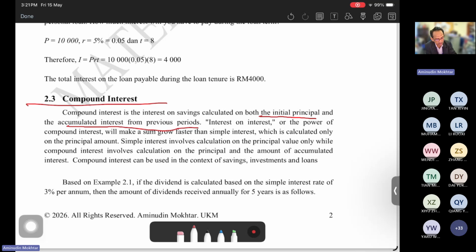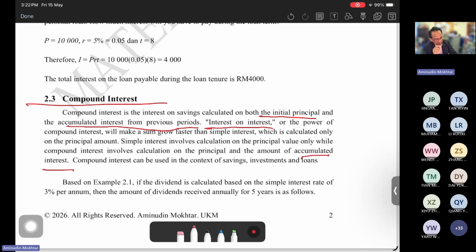In other words, there is interest on interest, or we call it the power of compound interest. The power of compound interest will make the sum grow faster than the simple interest, which is calculated only on the principal amount. Okay, that's the difference between the compound and simple interest. The simple interest only involves calculation on the principal value only. Meanwhile, the compound interest involves the calculation on the principal plus the accumulated interest.